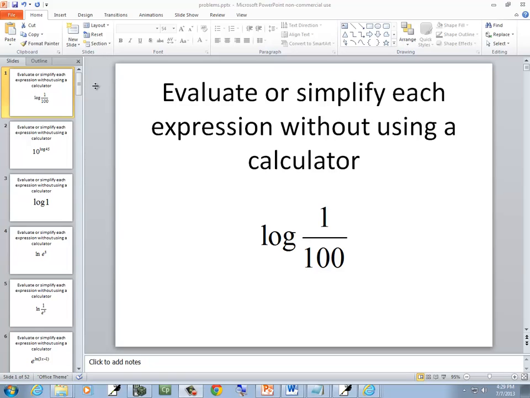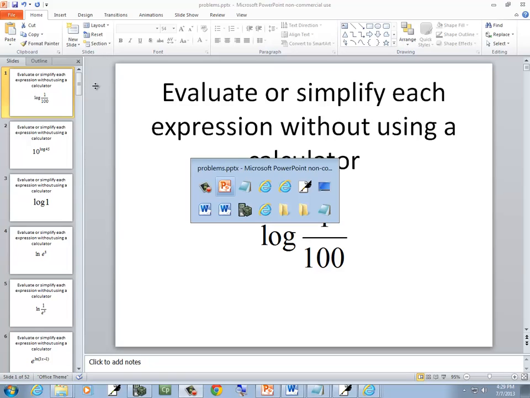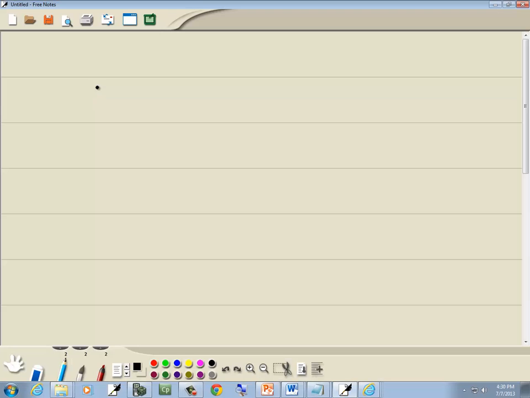In this problem, we want to evaluate or simplify each expression without using the calculator. So we have log of 1/100. Well, remember, if you just have log and there's no number there for the base, it's by default 10. And we're going to try to rewrite this as 10 to a power. Well, 100 I can rewrite as 10 squared.